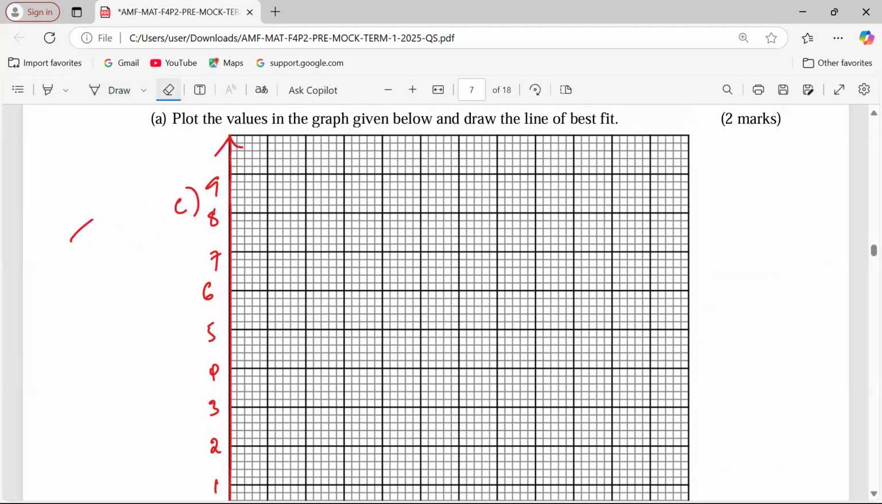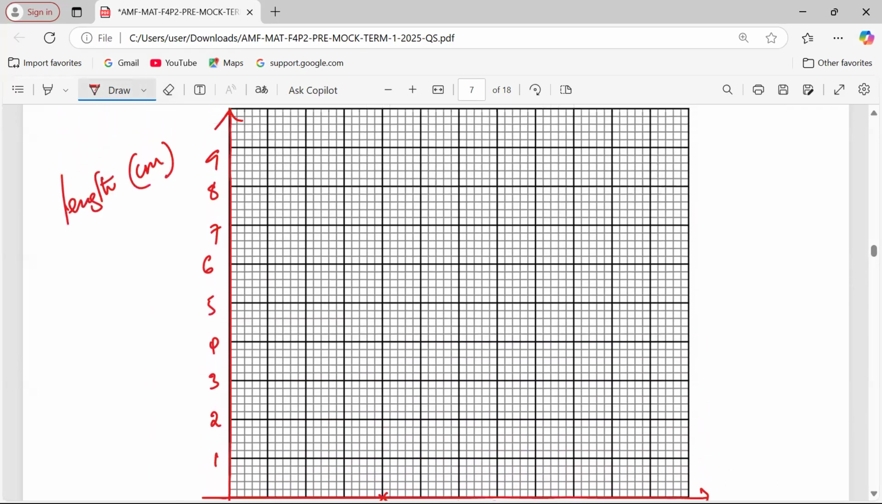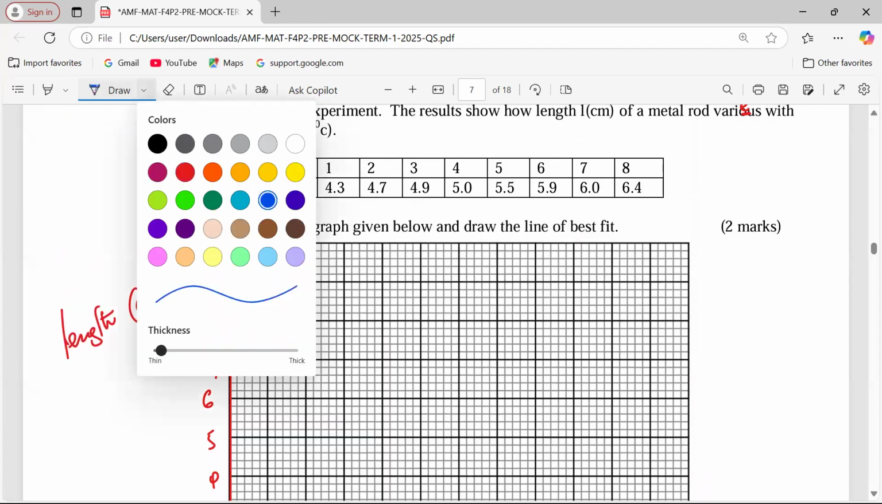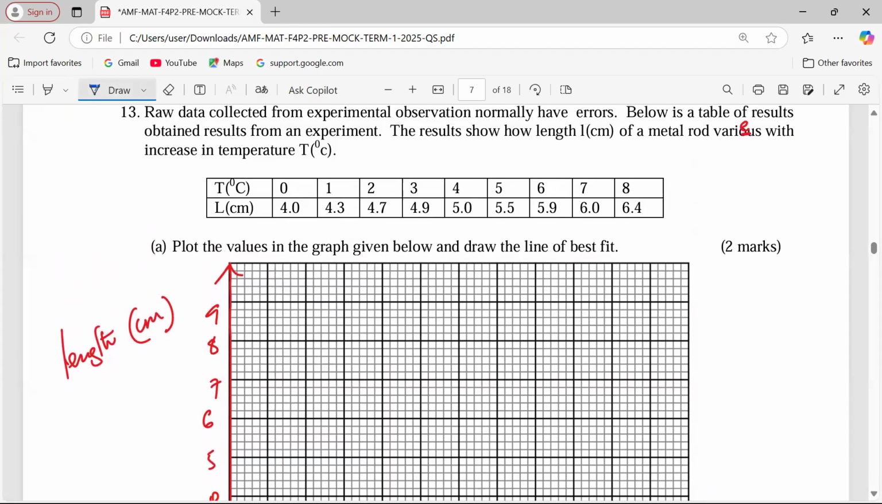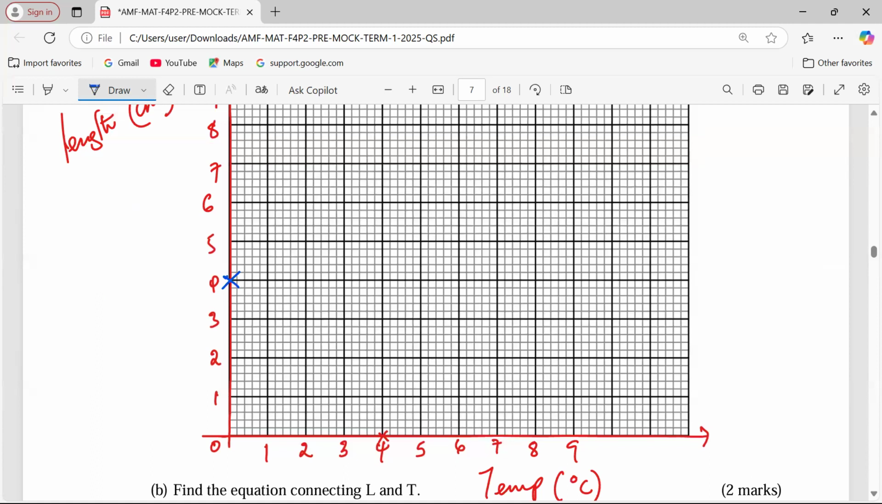So we can change the quantities. Let me change the quantities so that I have length here in centimeters. Then I bring temperature on this scale. Sorry for that inconvenience. Temperature, which is in degrees Celsius, and that scale will be 8, 9, and such. So we can now begin with a coordinate, change the plotting. Yeah, 0, 4. So 0, 4 comes here. Yeah, this is now making some sense.